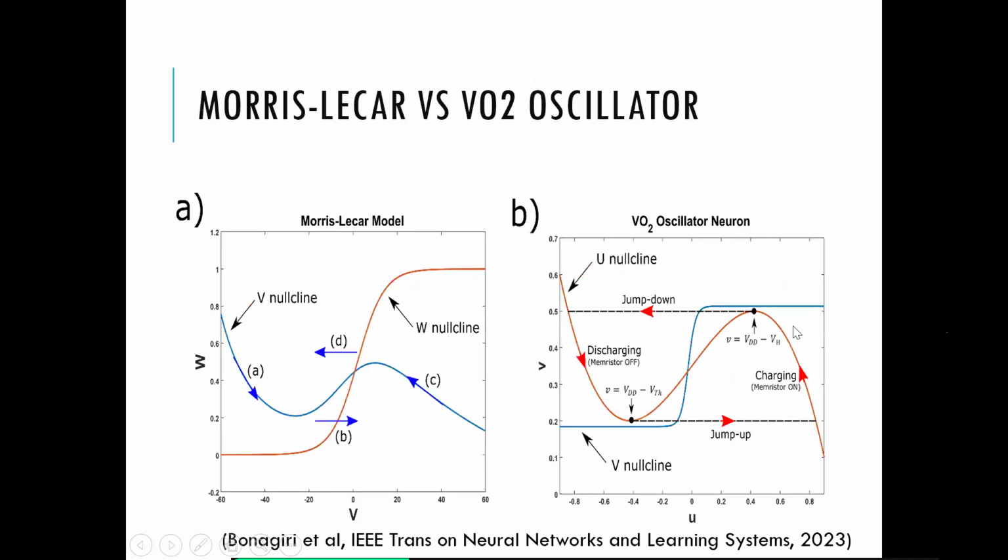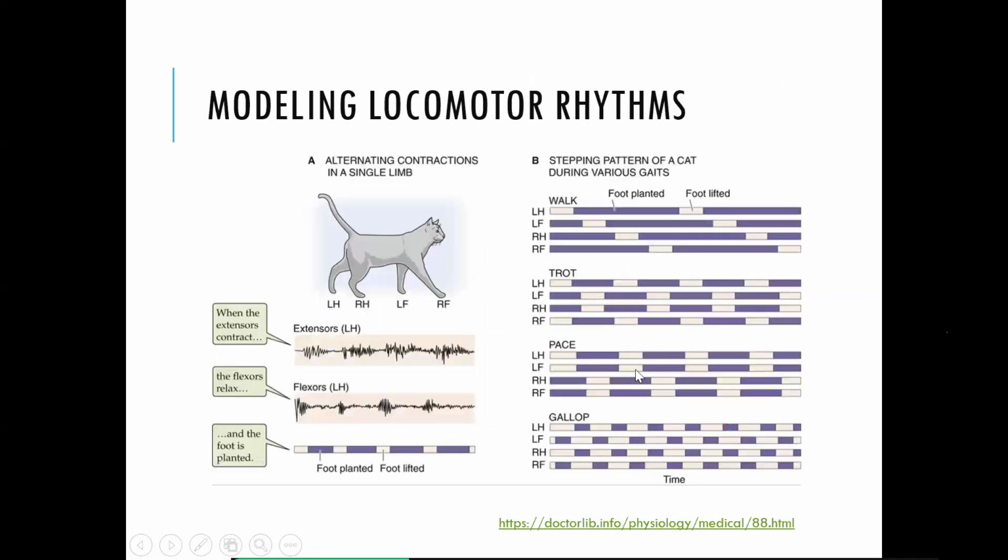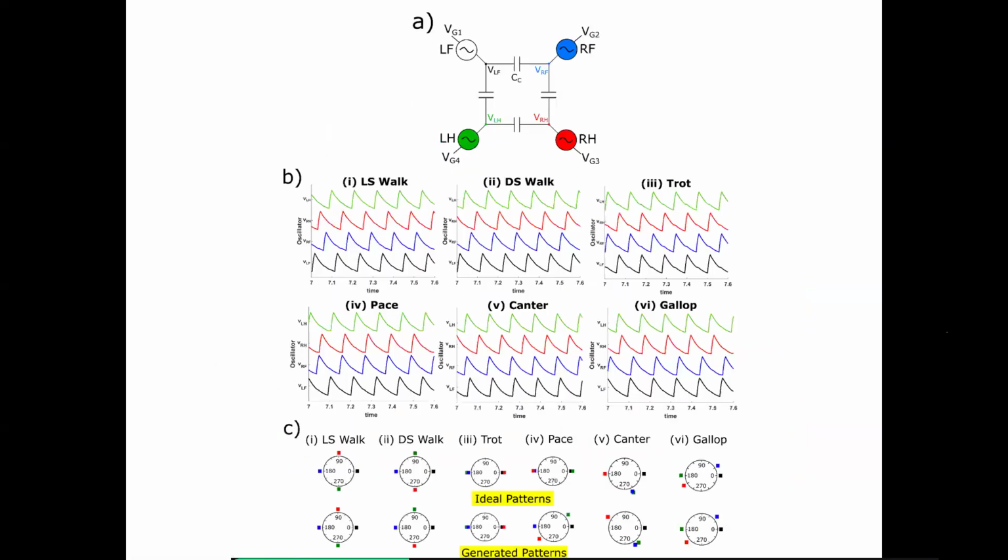We have done phase plane analysis of this, and this is for the VO2 oscillator neuron. It looks a bit like the Morris-Lecar phase plane, which is very interesting. Using such oscillators, we were able to model locomotor rhythms, because quadrupeds exhibit very rich locomotor rhythms, like walking, trotting, pace, and gallop. These are different names given to different types of locomotor rhythms shown by quadrupeds.